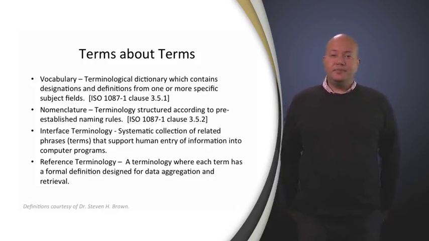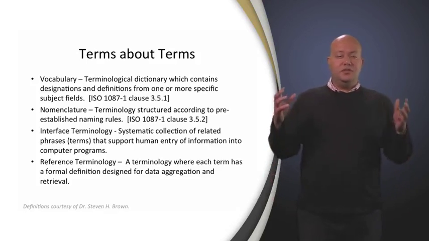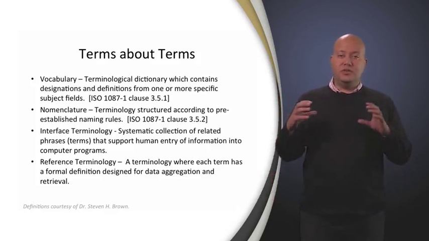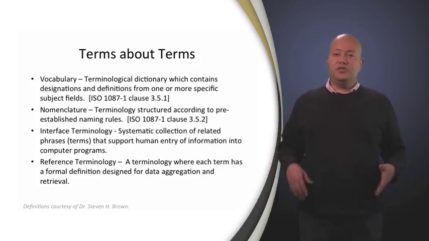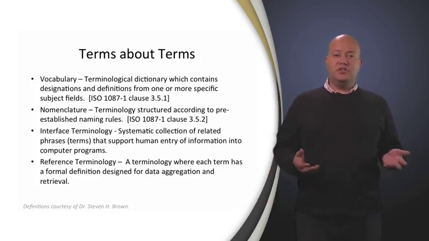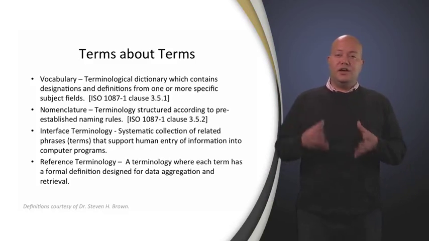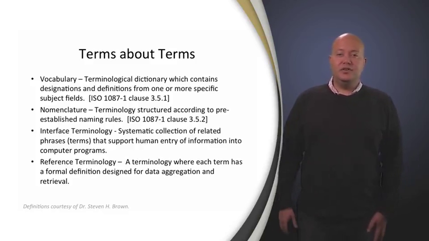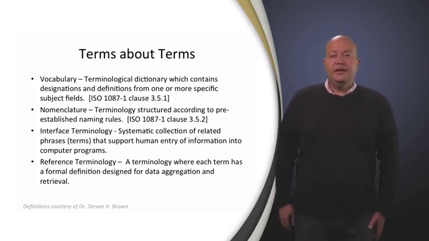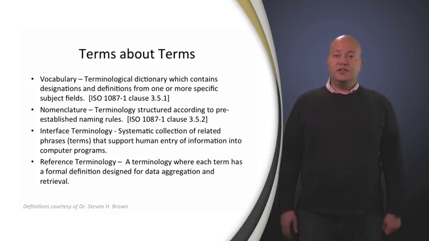A formal, distinct and unique 6-part naming is given to each LOINC term. And so each LOINC term is presented with a 6-part name, and these parts refer to a component, which is the measured, evaluated, or observed entity, a kind of property that is characteristic of that term, and so on. Interface terminology is a systematic collection of related phrases or terms that support human entry of information into computer programs. Reference terminology is a terminology where each term has a formal definition designed for data aggregation and retrieval.